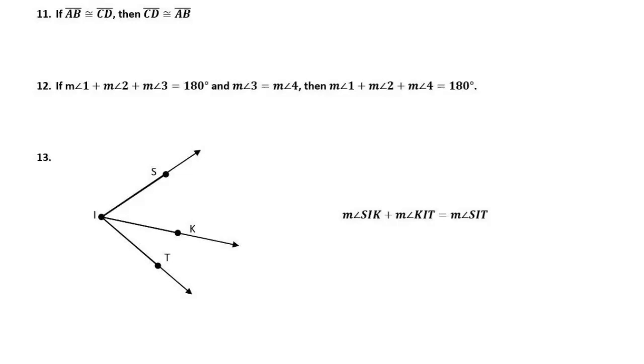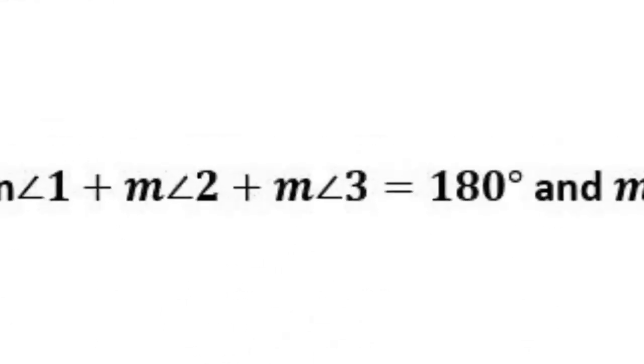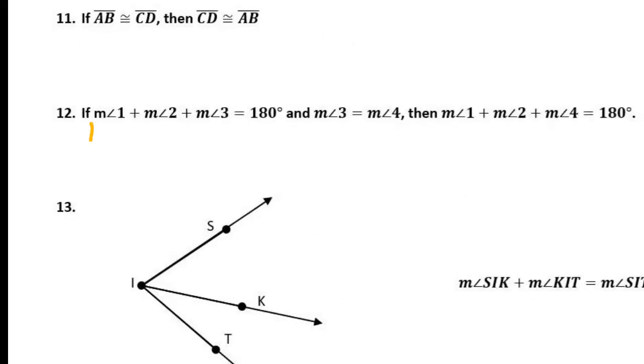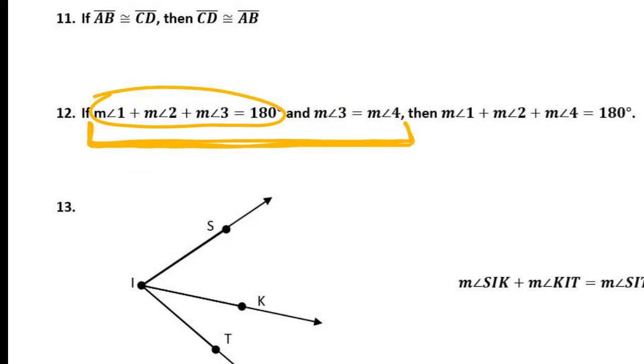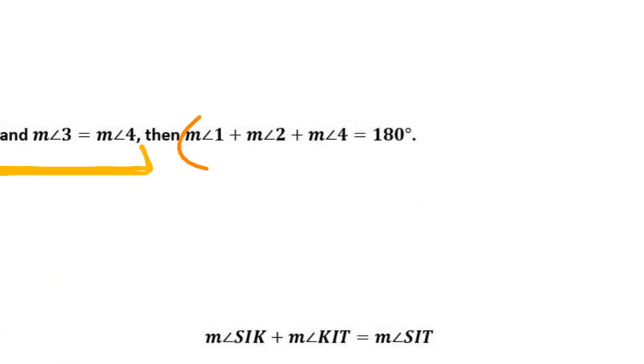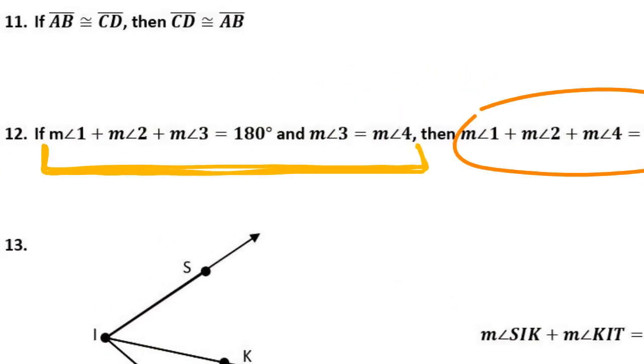Number 12 says if the measure of angle 1 plus the measure of angle 2 plus the measure of angle 3 equals 180 degrees, and the measure of angle 3 is equal to the measure of angle 4, then the measure of angle 1 plus the measure of angle 2 plus the measure of angle 4 equals 180 degrees. So if I look at everything that is part of my if, I notice that I have this big long equation that is equal to 180, which is similar to what I have back here, but there's been a change.